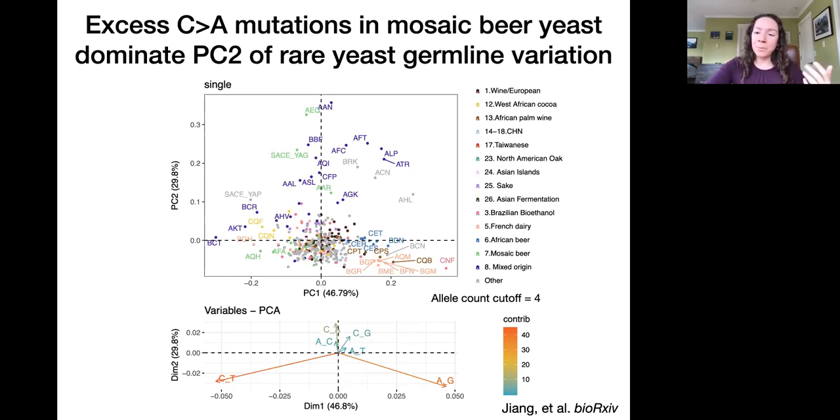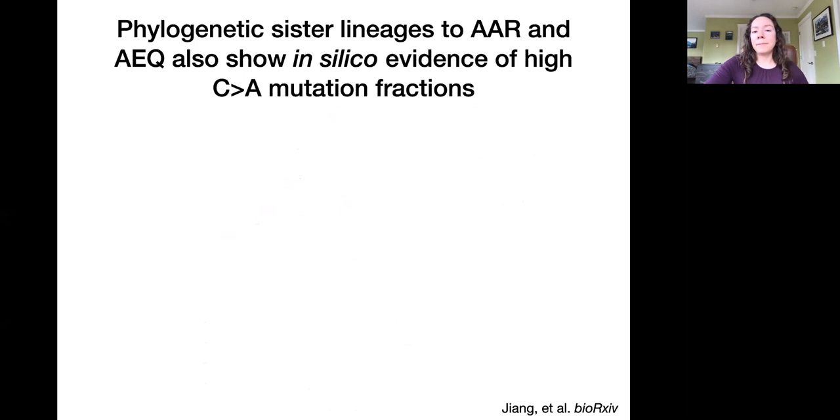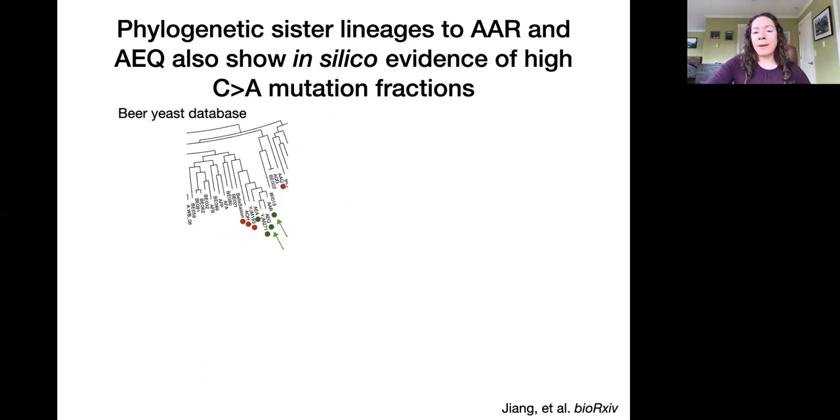And really, we wanted to use this as a proof of principle that some of this variation that we see in these plots really is caused by genetic mutators. And I think even without knowing what gene causes this in the mosaic beer yeast, this shows that there does appear to be an active genetic mutator causing this pattern. And there's two phylogenetic sister lineages to AAR and AAQ that appear to have similar mutation spectra, even though we weren't able to measure their mutation spectra in the lab.